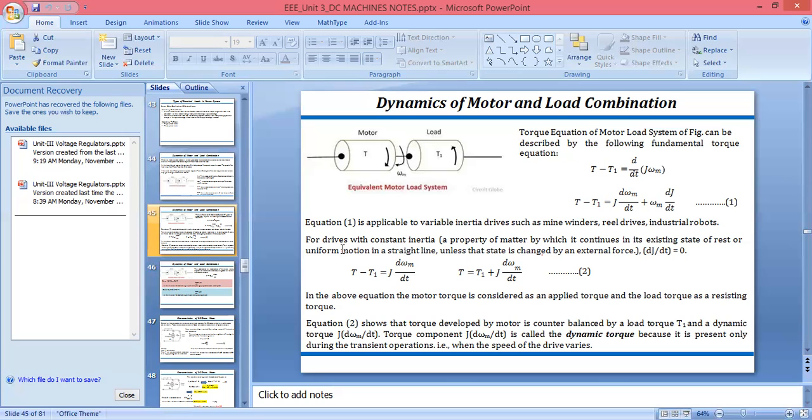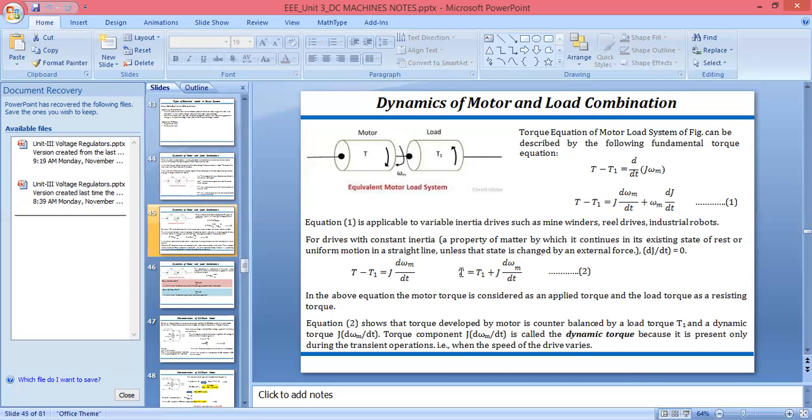So what we can say, for the driver with constant inertia, if you are taking J as a constant term, then you will get only this much of the equation. Because we are taking J as a constant term, this value becomes 0. So you will get only this equation, tau minus tau 1 equal to J d omega m upon dt. I have written it here.